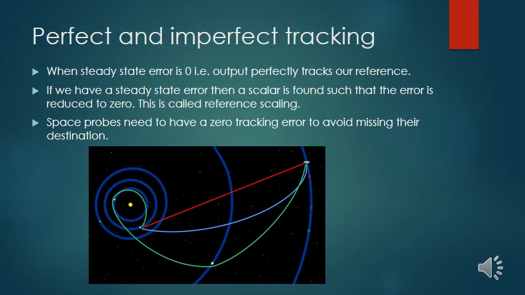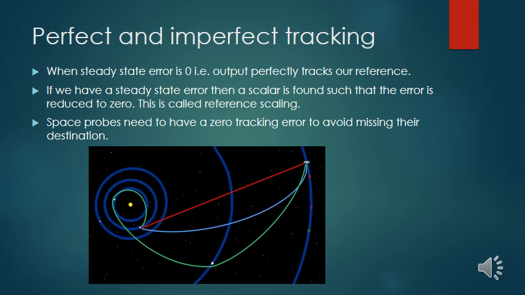A system with a perfect reference tracking will have a steady state error of 0, that is, the output will perfectly track the reference value. But if we are given a system that does not have a perfect tracking performance, we can find a scalar value such that the error is minimized to 0, and this method is called reference scaling.